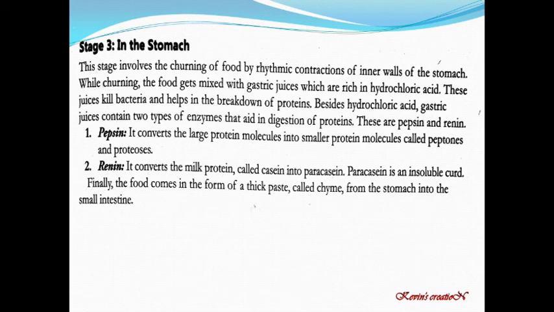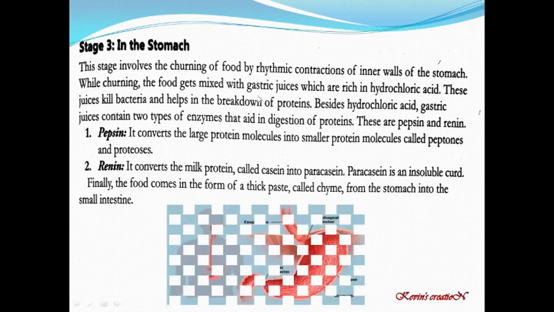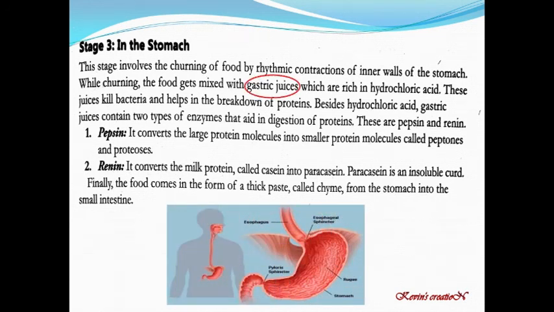Now the food has come down to the stomach, the J-shaped structure. Here the food stays for quite a longer time, 2 to 3 hours. This stage involves the churning of food by rhythmic contraction of the inner wall of the stomach. In the walls of the stomach also you have contractions, and that is why the food gets mixed. While the churning takes place, gastric juice is added to the food.